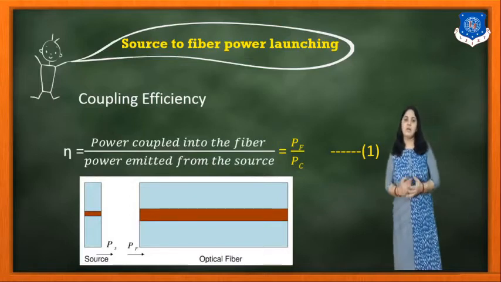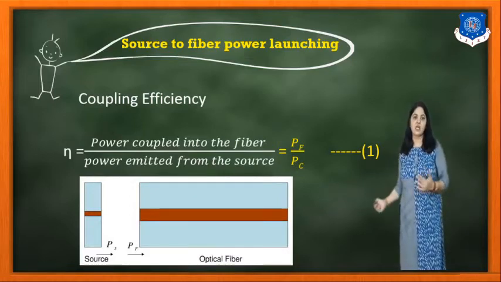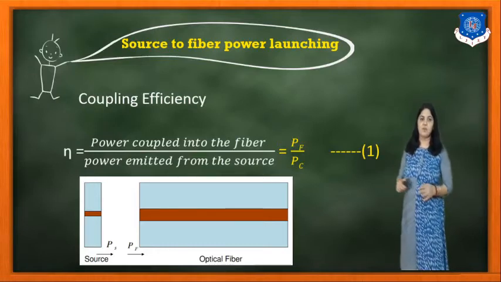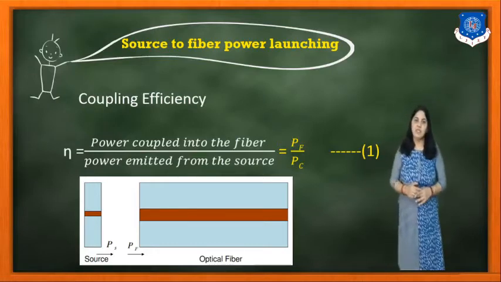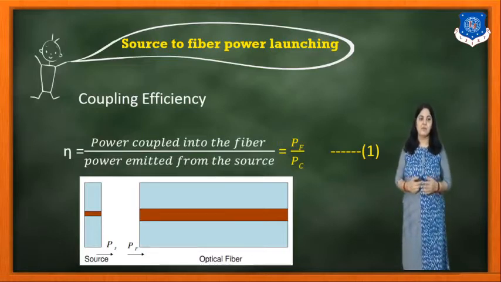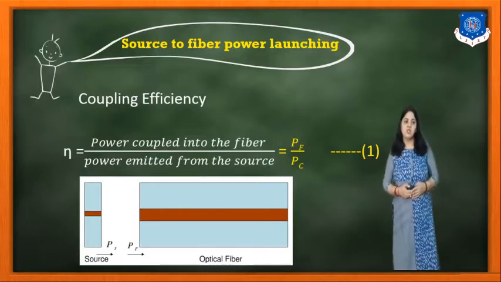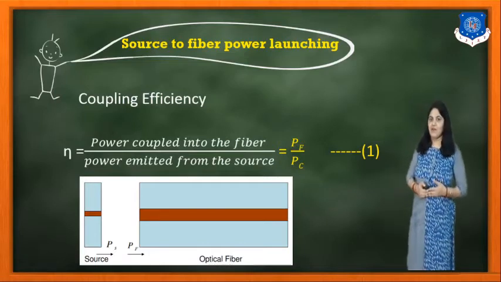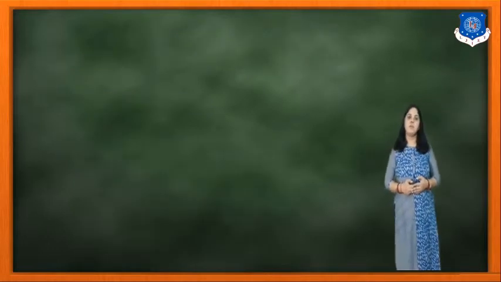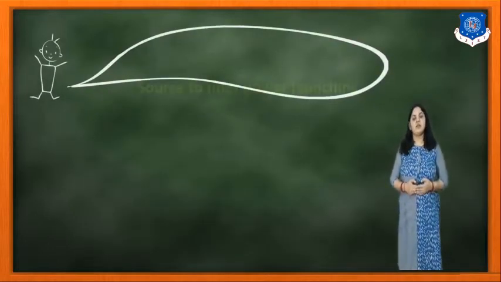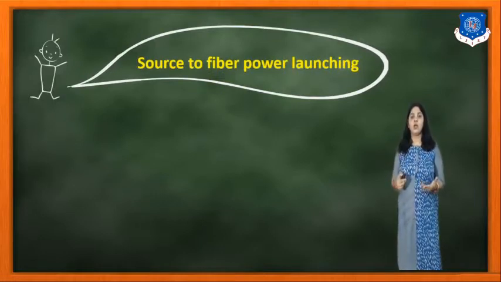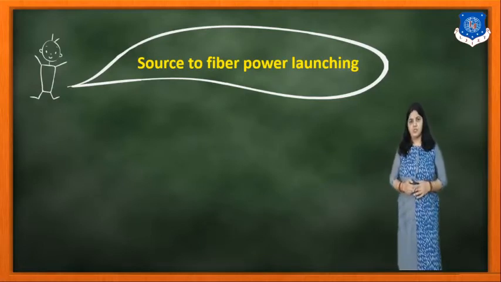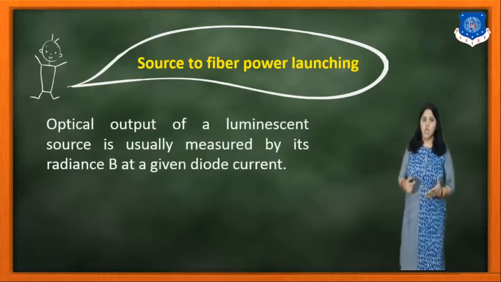So here in the diagram you can see that there is a source and there is an optical fiber. The power emitted from the source is PS, and the power coupled into the fiber is PF. So now we can write the equation for the coupling efficiency: eta is PF upon PS. Now, how to couple the power from the source to the fiber? Source to fiber power launching.